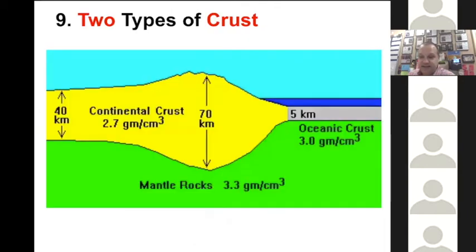Not all crust is the same. Some crust is thick and old, and that makes up the continents, like North America. And some of the crust is thin and young, and that makes up the ocean floor. There's rock underneath the Pacific Ocean, but it's much thinner, only 5 kilometers. The rock under the mountains can be 70 kilometers.